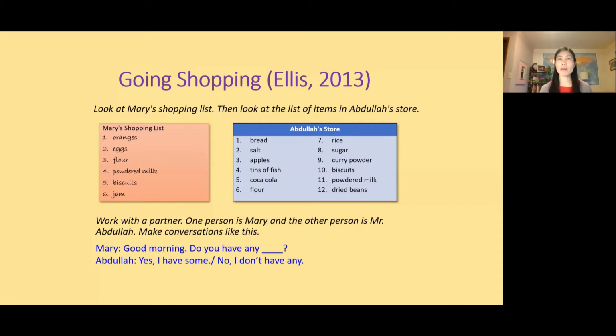So let's have a look at some examples from ALICE 2013. As you can see on the slide here, the students have to look at Mary's shopping list on the left, and then they need to look at the list of items in Abdullah's store on the right, and then they work with a partner, and one person is Mary, and the other person is Mr. Abdullah. And then they can make a conversation following a structure.